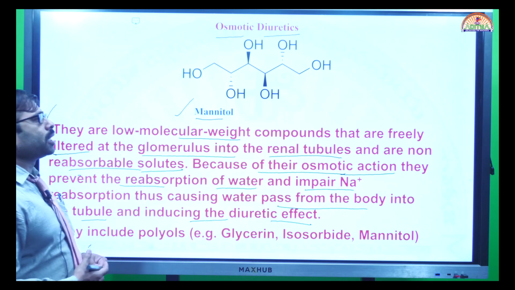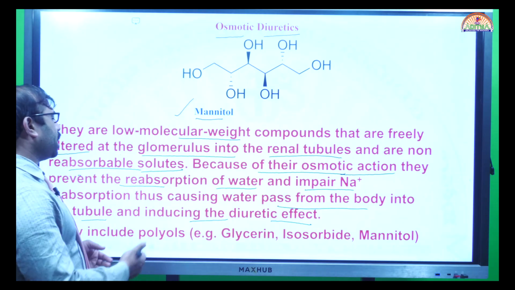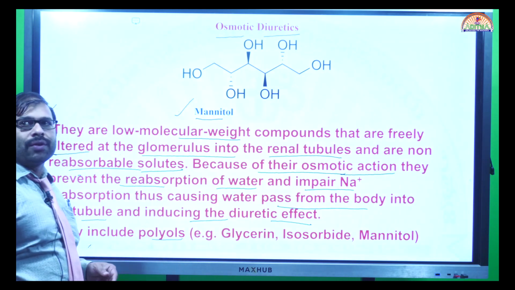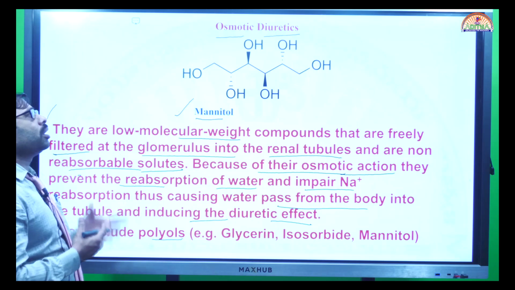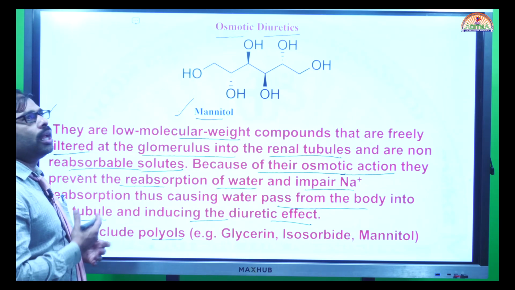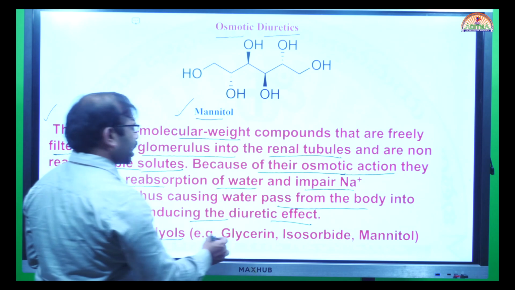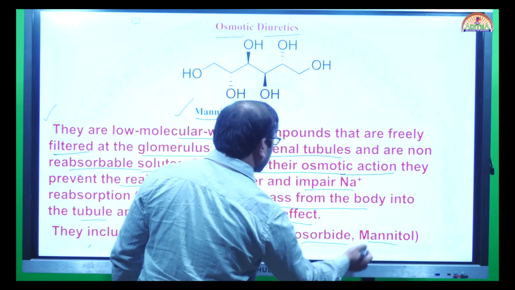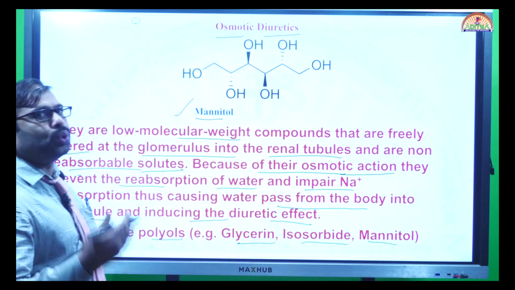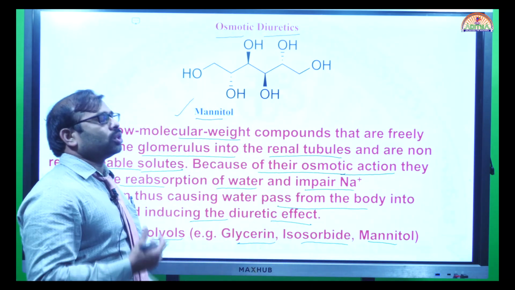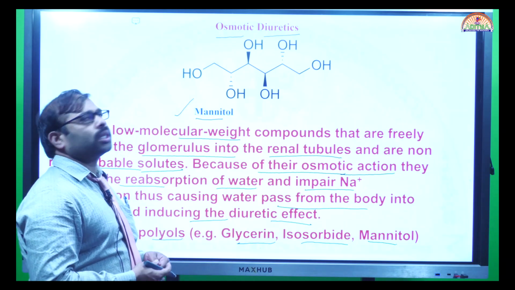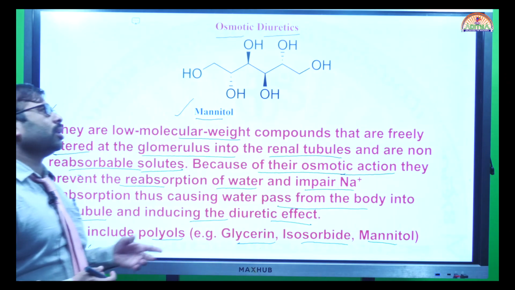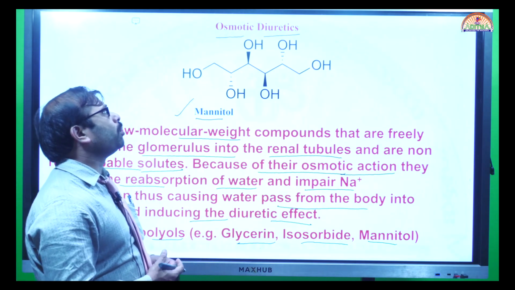The best example for this one is mannitol, which is already given in the syllabus. Apart from mannitol, most of the polyols show diuretic activity. What are those? Glycerin and isosorbide, and mannitol we have seen. Along with mannitol, glycerin and isosorbide, as well as urea, can also exhibit diuretic activity through the osmotic phenomenon, right? Likewise, they show their diuretic activity by simply the osmotic phenomenon.